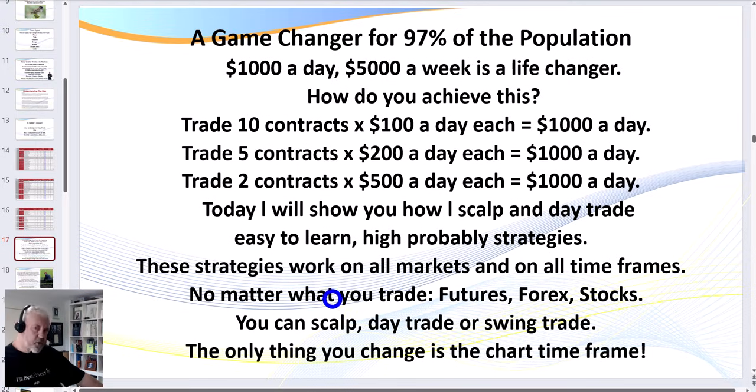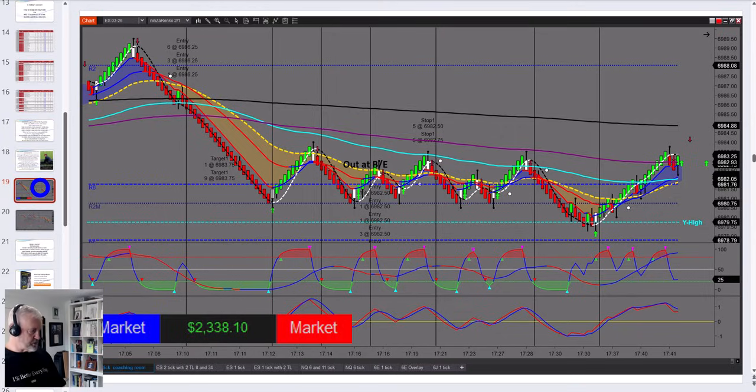Now the strategies that I'm about to point out are also very important. You can apply them to any market, whether it be futures, forex, or stocks. The strategies I'm also about to show you, you can either scalp, day trade, or swing trade. The only thing you need to change is the time frame. Once again, we don't want to be trading a time frame that's too slow.